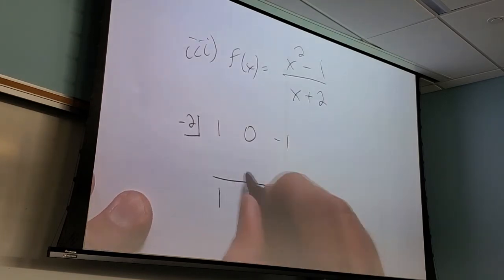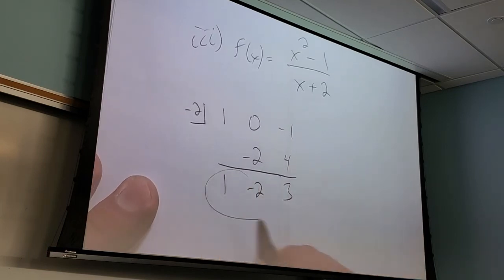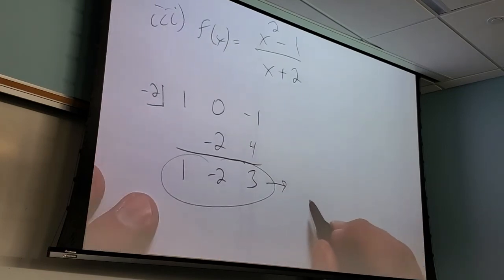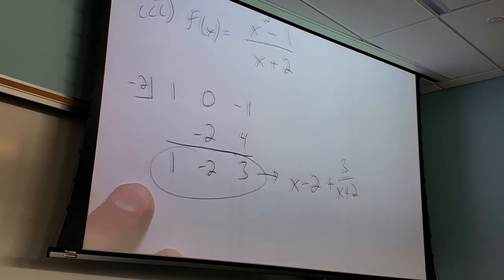Bring the 1 down, multiply, add, multiply, add. So what's this going to be? x minus 2 plus 3 over x plus 2. Yes.